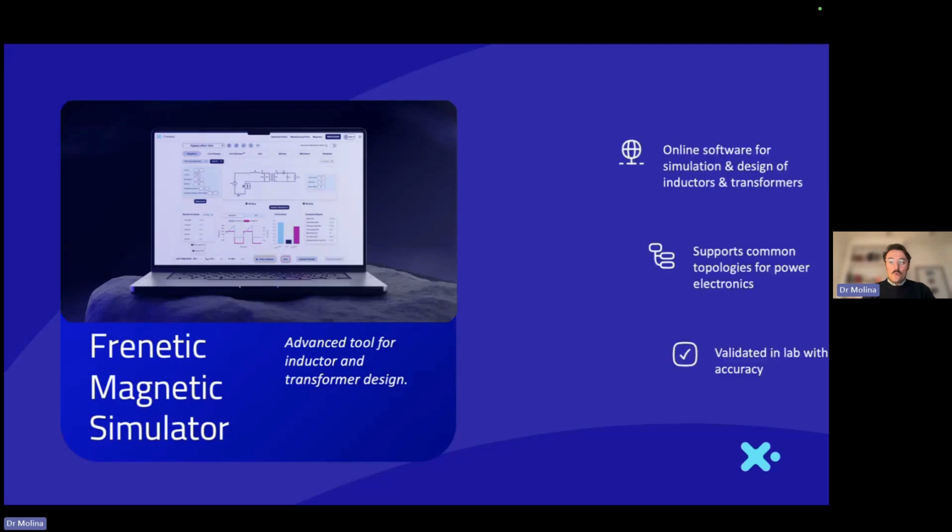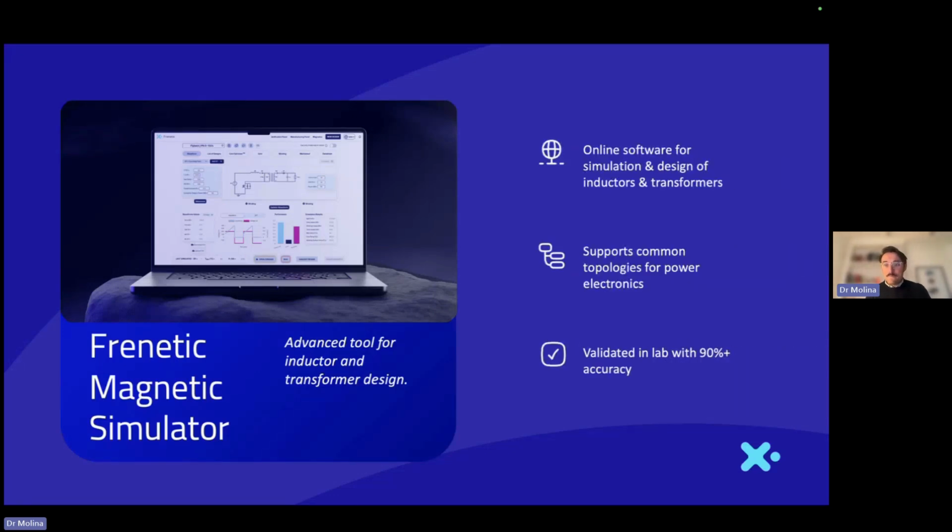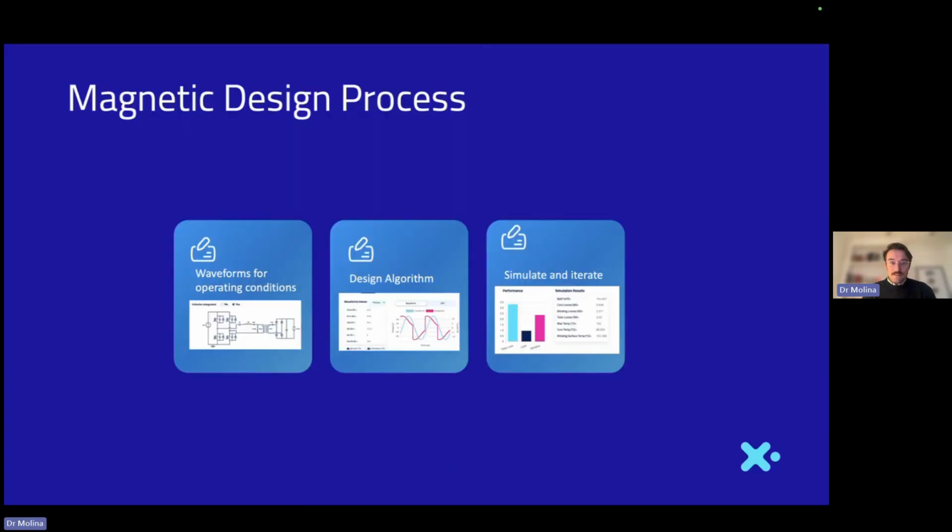I'm sure that we will have time to answer any question you have during the webinar. So, what is Frenetic? Frenetic is a simulator of magnetics, and we can generate any design or simulate any kind of design, especially for high frequency. But lately, we have introduced a lot of materials in low frequency magnetics. If you have a power supply, you will have your transformers, your inductors, and your EMI filters, and all of them could be designed and simulated with Frenetic.